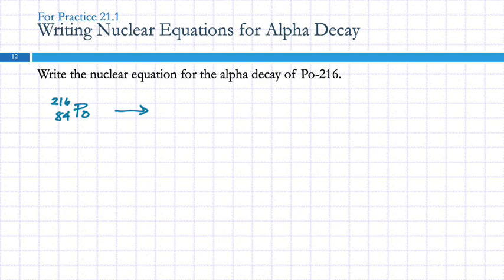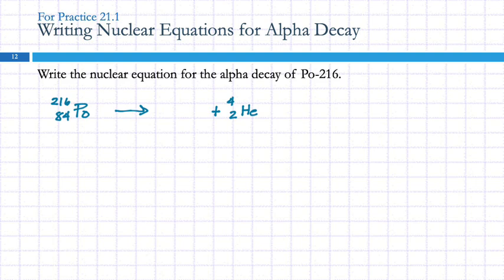This is going to undergo alpha decay, because that's what they're telling us it does. So we're going to have the daughter nuclide here. I'm just going to leave a space, and then I'm going to write the symbol for the alpha particle over here. And that is something you need to learn, the symbol for the alpha particle. It's a helium nucleus.